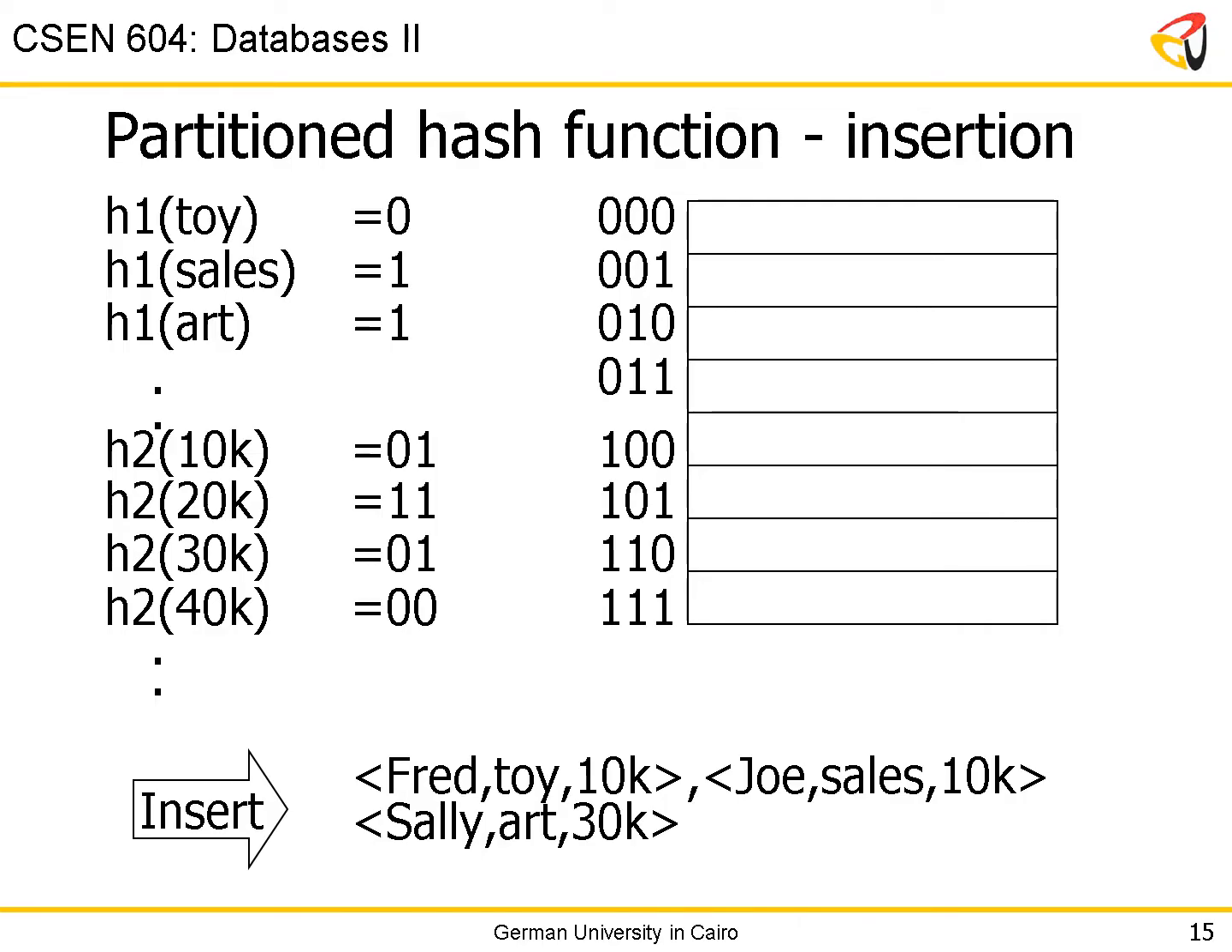Now, I do the same thing with salary. I hash 10k as a string, I will get out 0, 1. I hash 20k as a value, as a number, I will get 1, 1, which is 3. Now, when I hash 30k I get 0, 1, and I hash 40k and I get 0, 0.